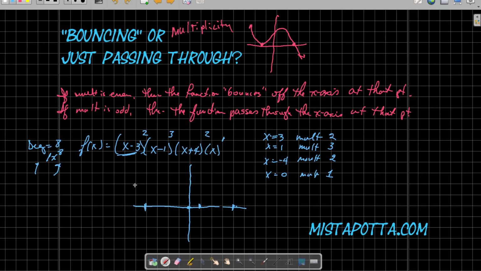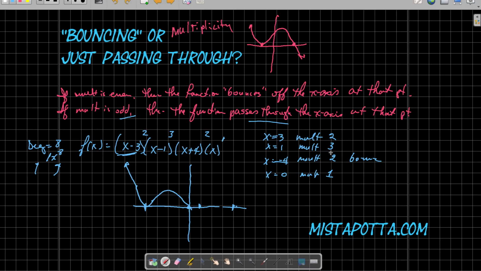But I know that this is supposed to go up. And I know that at x equals negative 4, we have multiplicity of 2, so this is a bounce. So that means that my graph is really going to go down to here and bounce up. I know at x equals 0, I have multiplicity of 1. Since it's odd, we're going to pass through. So this graph is going to pass through the x-axis here.